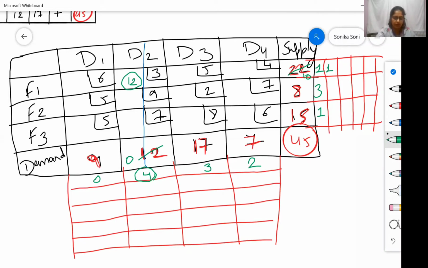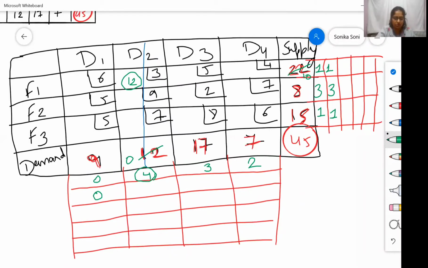Now in the second row, we have 2 as the first least cost and 5 as the second least cost. So the difference between them is 3. Now in the F3 row, we have the first least cost as 5 and second least cost as 6. So we will write 1 as the difference. In the D1 column, we have 5 as the first least cost and again 5 as the second least cost. So the difference will become 0.